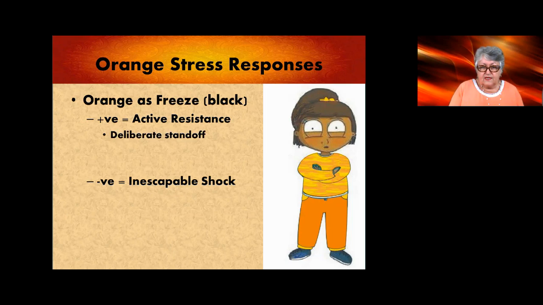The active resistor is someone who will deliberately stand off, will not engage in a problem. They will confront a challenge, but do so by standing steadfastly and refusing to budge. And what they are doing basically is conserving energy, taking in information, and then determining what action they will take as a result of whatever it is that they are confronted by.